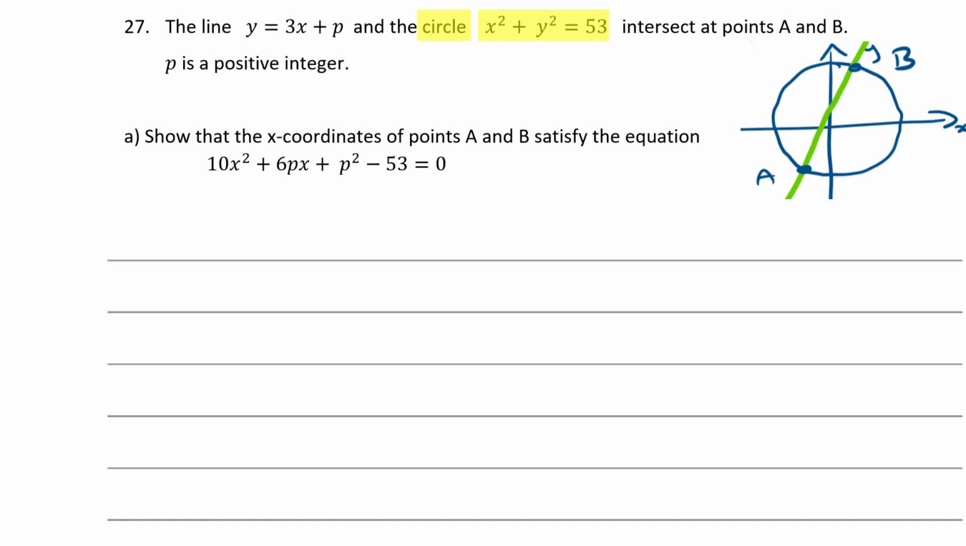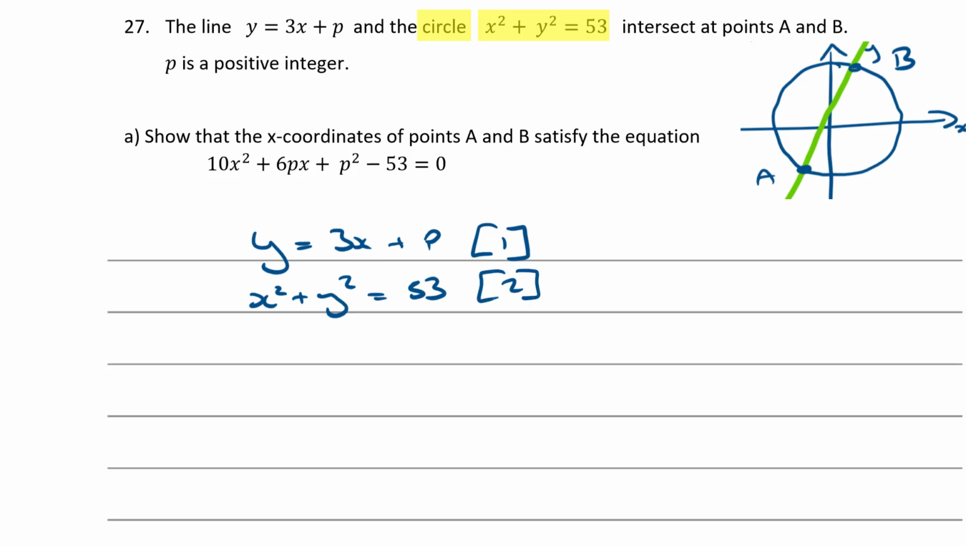Okay, so I've got the equation y is equal to 3x plus p, which I'm going to call equation 1. And I've got x squared plus y squared is equal to 53, which I'm going to call equation 2. Now, when you've got simultaneous equations like this, where they're not both linear equations, you can't just eliminate them like you can with simpler cases. If they were both linear equations, I could look to eliminate x or y and solve that way, but it isn't going to work here.